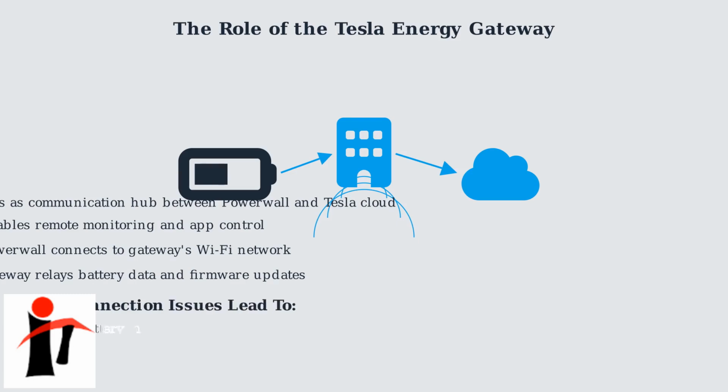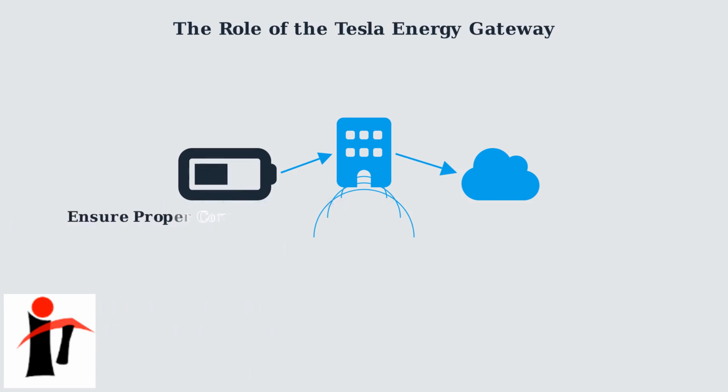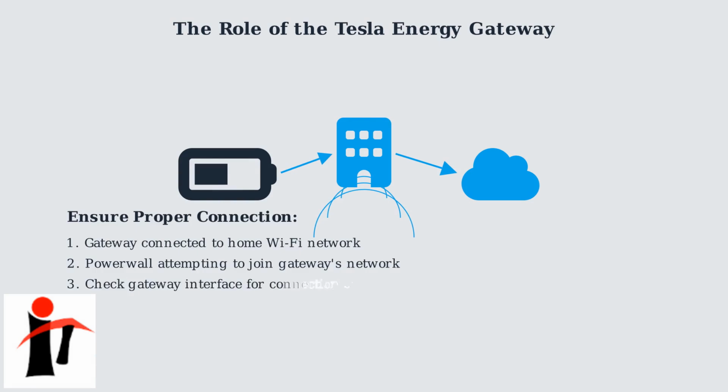If the Powerwall cannot connect to the gateway's Wi-Fi network, you'll experience several problems, including disrupted battery management, loss of remote app control, and inability to track your home's energy usage in real time. To ensure proper operation, verify that the Energy Gateway is connected to your home Wi-Fi network and that the Powerwall is attempting to join the gateway's dedicated network. Check the gateway's interface for connection status and ensure it has a stable IP address.